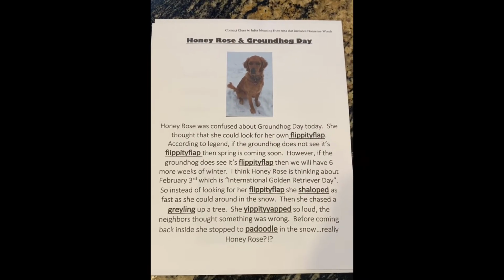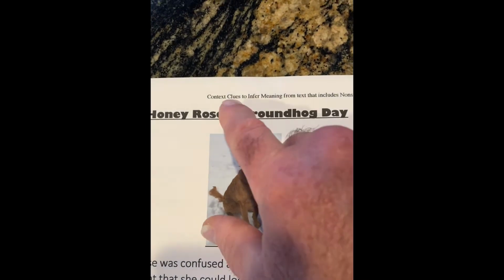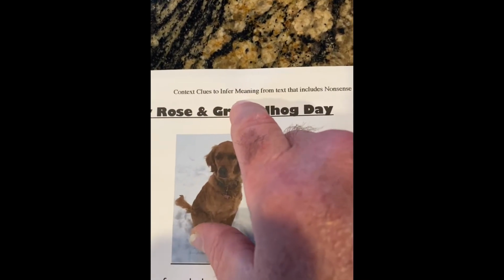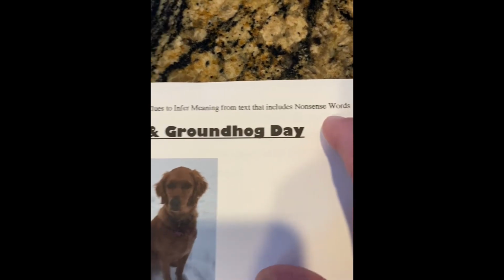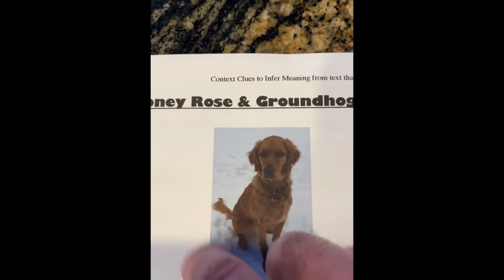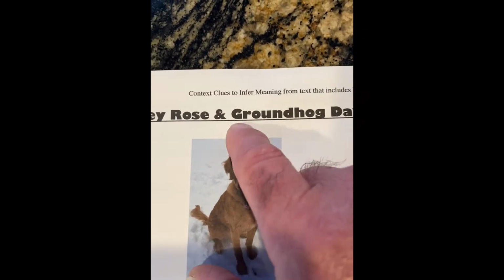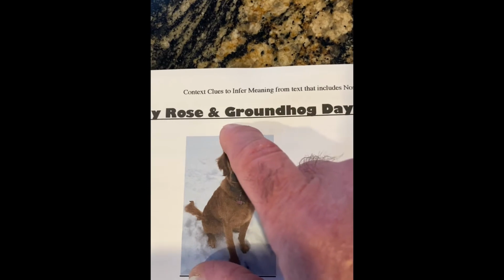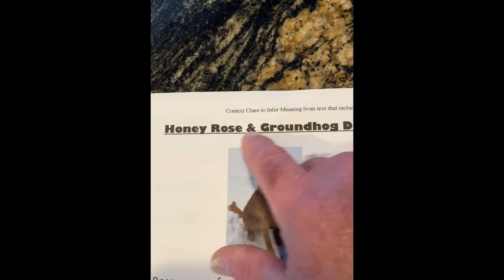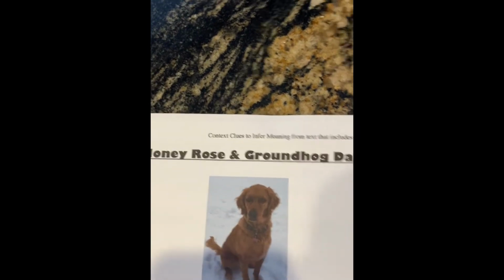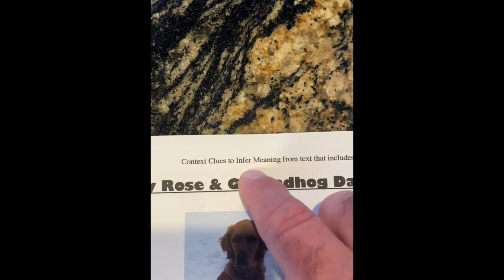Well, it looks like Honey Rose made a story kind of like yesterday's. We had context clues to infer meaning from text that includes nonsense words. So Honey Rose made up her own story, Honey Rose and Groundhog Day, even though she's not a groundhog or even a ground dog day. She got a little confused, and that's okay. But we're going to use these context clues to try to infer meaning again.